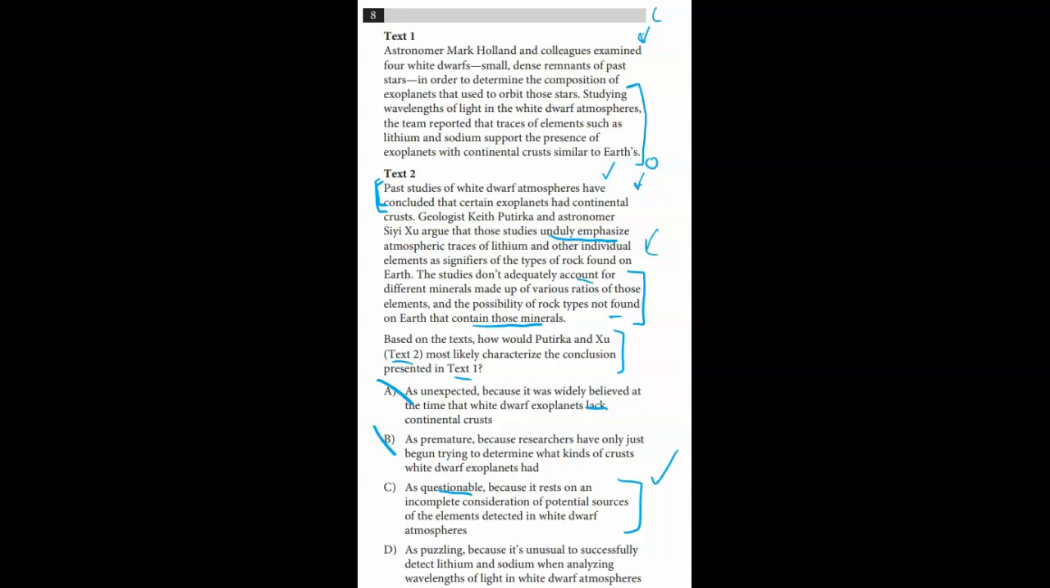And then, "as puzzling because it's unusual to successfully detect lithium and sodium when analyzing wavelengths of light." Nah, it doesn't really talk about the methodology or whether they actually detected lithium or sodium. It's not questioning that. They're questioning what it means to detect lithium and sodium. So C is going to be the correct answer for number 8.